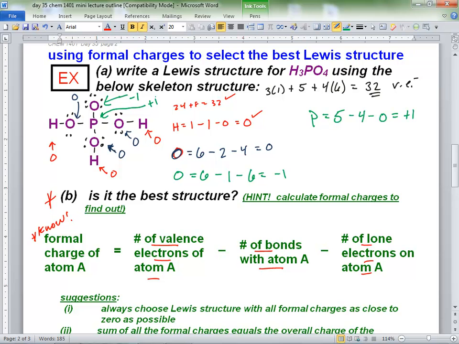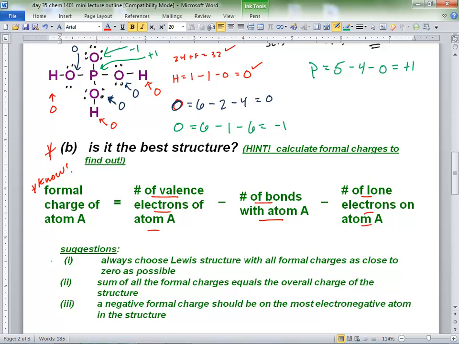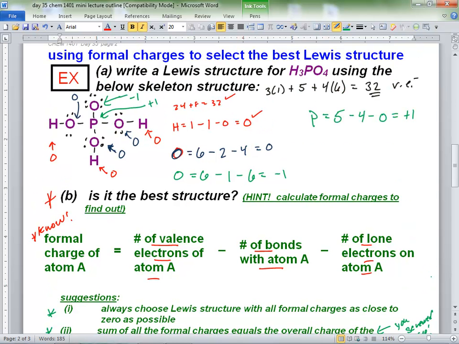Okay. Now let's take a look at the rules here. Always choose the Lewis structure with everything zeros. That's the best. But you can't always get zeros all the time. We'll see why. The sum of all the formal charges equals the overall charge. If it doesn't, you screwed up. So what does that mean? Add up all of these formal charges of everything.